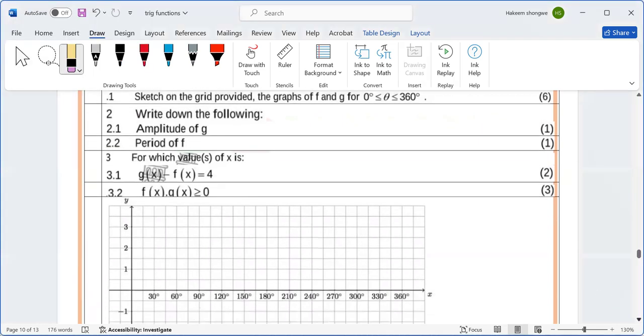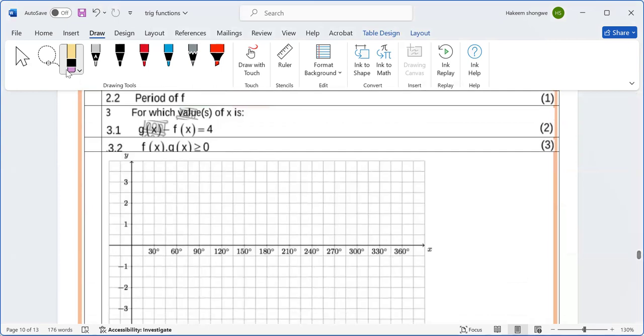Let's be fast about it. 0 is to 0. 30 is to 1,5. 60 is to 2,6. 90 is to 3. 120 is to 2,6. 150 is to 1,5. 180 is to 0. Okay, then if we connect these ones, we have something that looks like this.